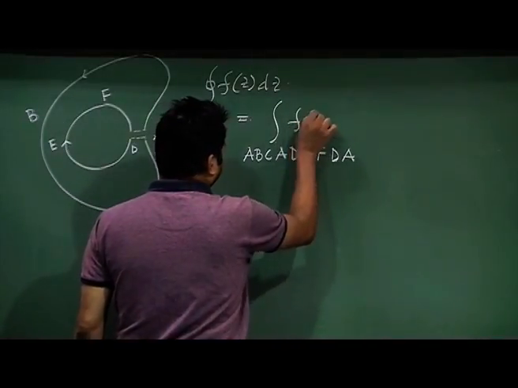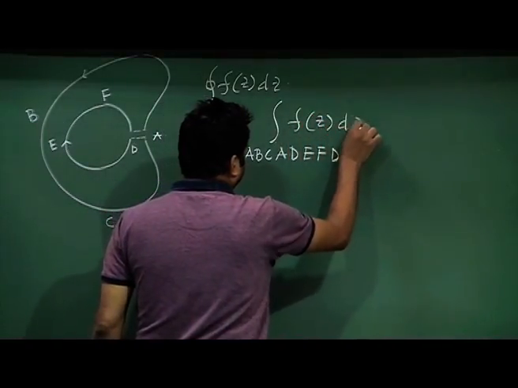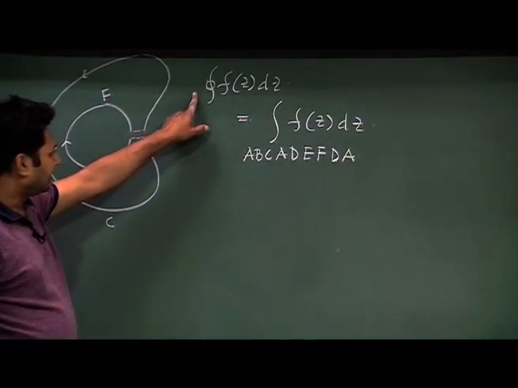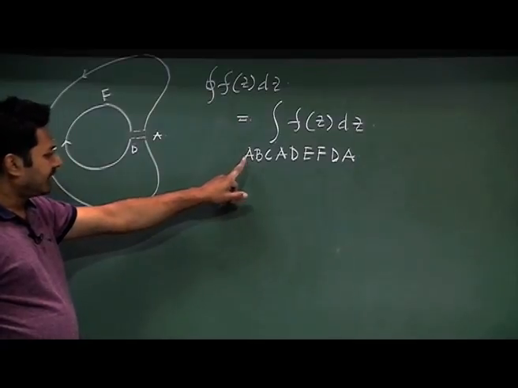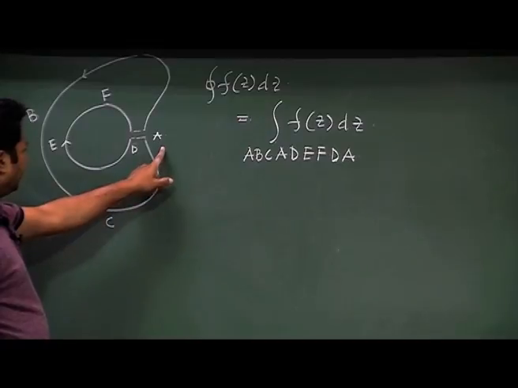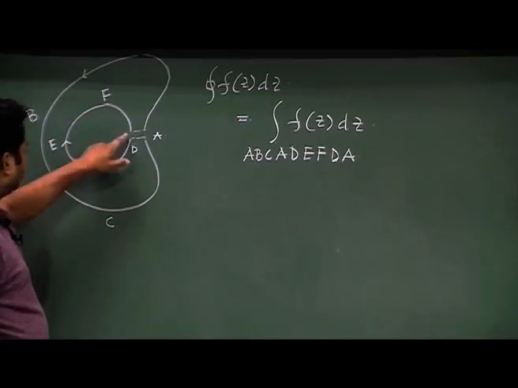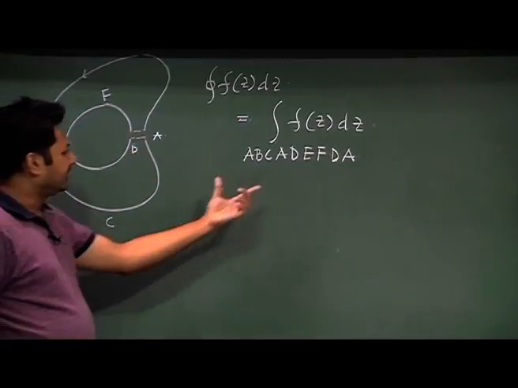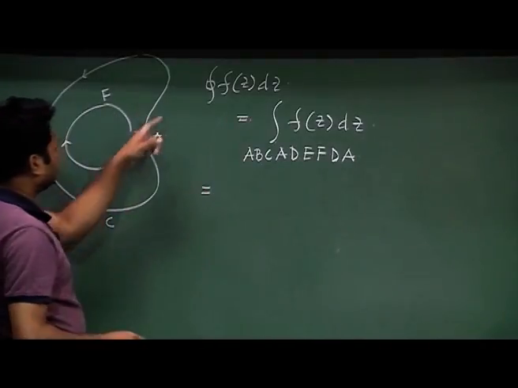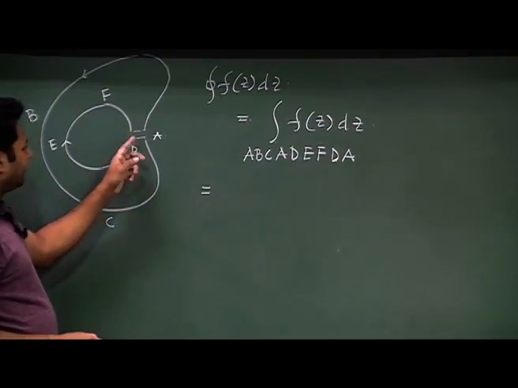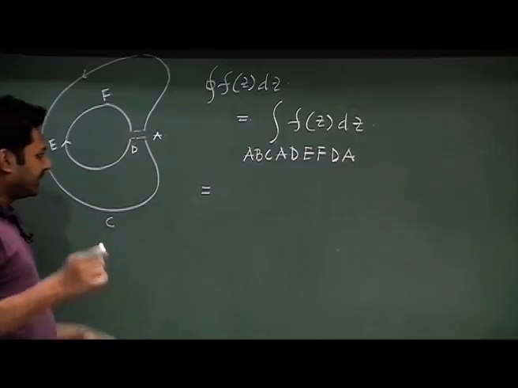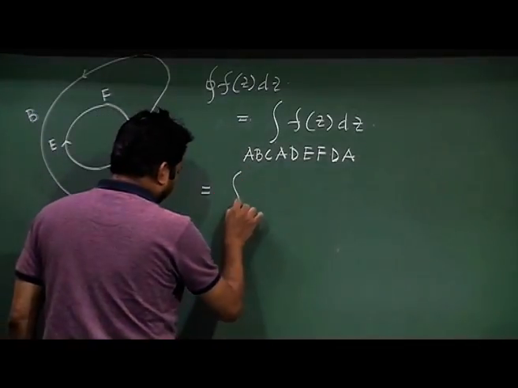So, this is the integration that I have in my hand. The closed path is now represented by A B C A D E F D A. Now, I separate it out, because this closed path is made of many simple single lines. So, I can separate out these single lines.